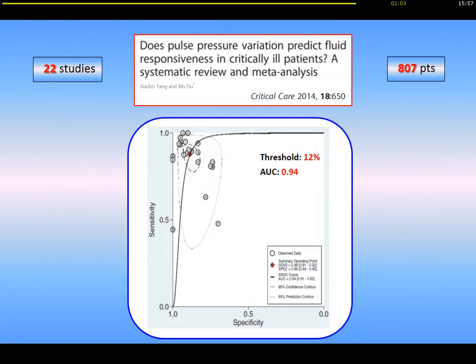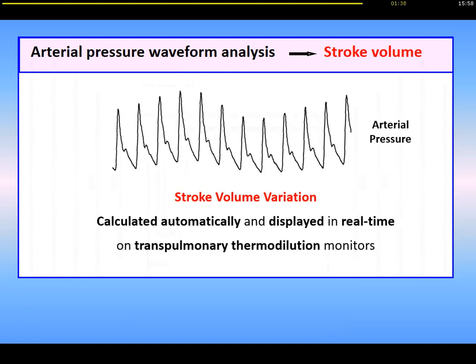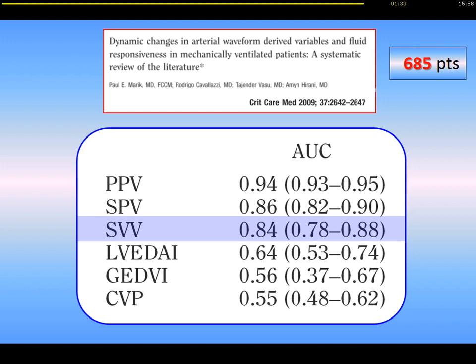In this meta-analysis, including 22 studies and 800 patients, PPV was shown to be good to predict fluid responsiveness. You see the area under the ROC curve was 0.94 in patients with tidal volume above 8 ml per kilogram, I want to precise this, and the threshold value was 12%. It's also possible from these systems to obtain SVV, stroke volume variation, which is also a good marker of preload responsiveness with an area under the ROC curve of 0.84.